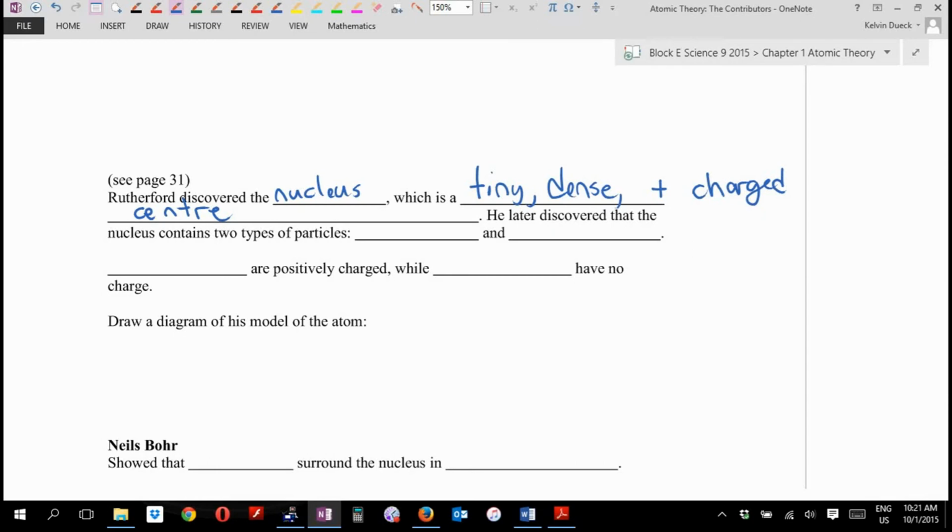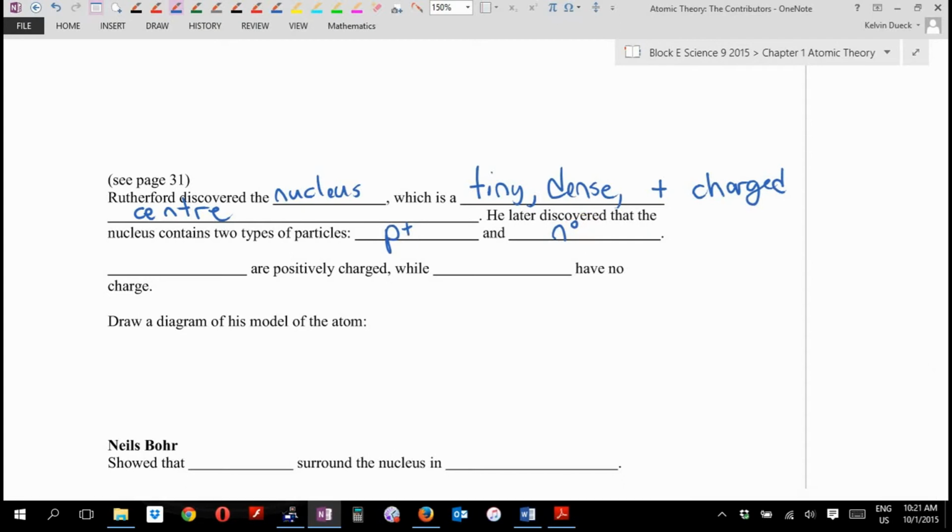Then he later, by the way, why is the nucleus positively charged? Well, one of the particles in there is the proton, the proton. He later found, though, that there was actually another particle in there that had no charge. So he later discovered the nucleus contains two types of particles, protons and neutrons. You can write the words out. We have lovely abbreviations, and I tend to abbreviate.